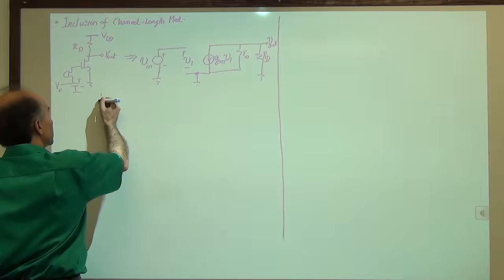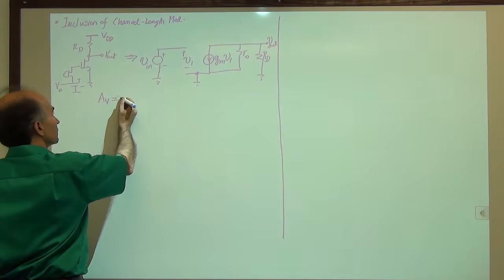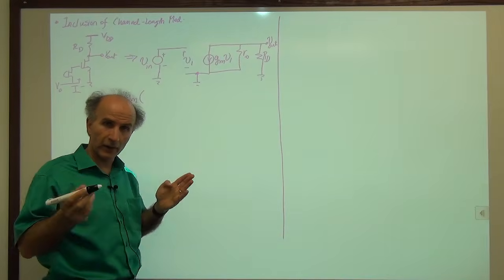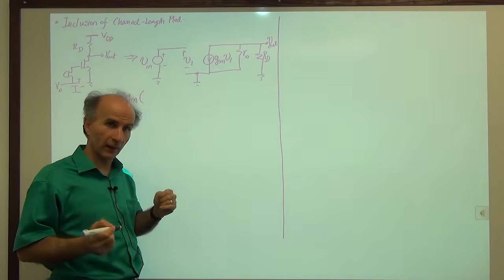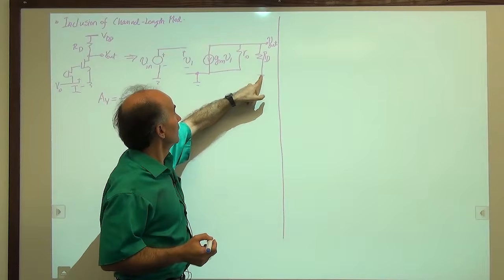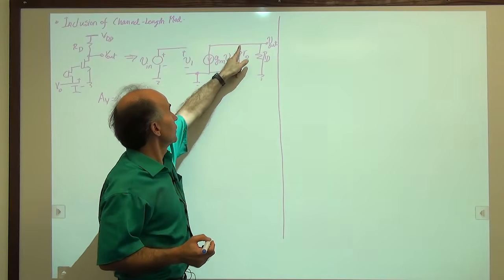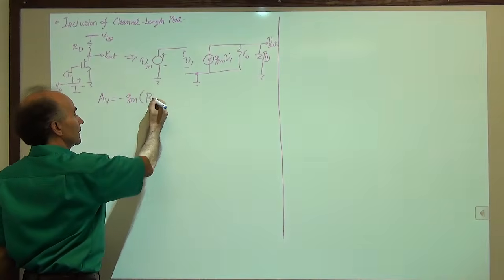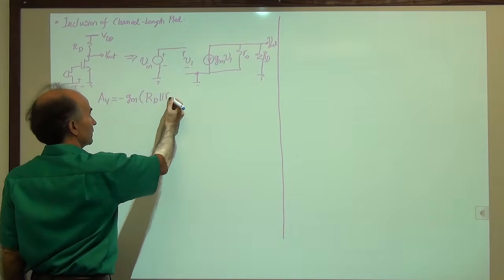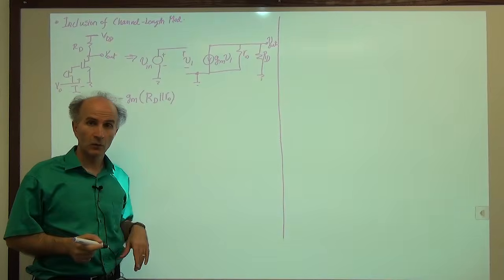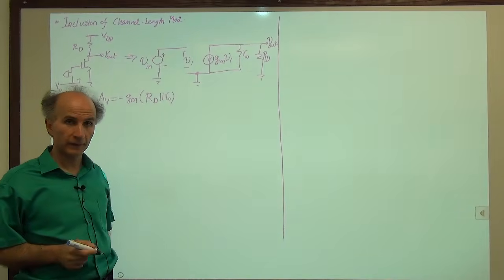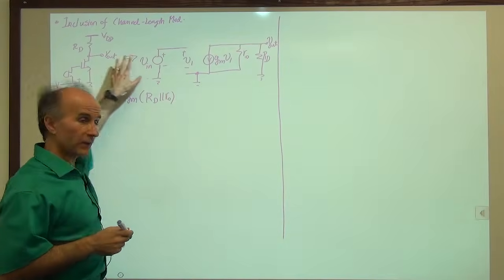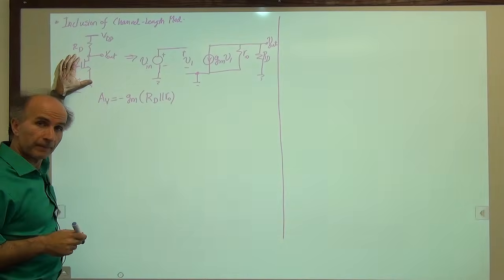So I write Av is equal to minus gm times the total resistance tied between the drain and AC ground. So that's RD in parallel with RO. They share a terminal here, they share a terminal here. So that would be RD in parallel with RO. And that's it. We don't need to write equations for the circuit. In fact, we didn't even need to draw this small signal model. If you looked at this circuit, we could say the same thing.